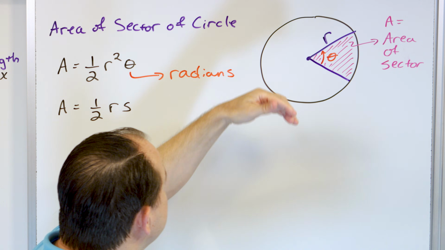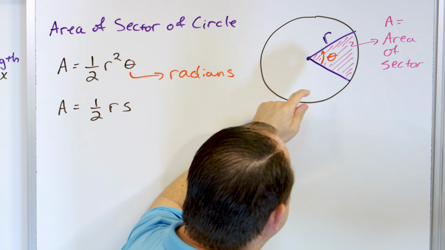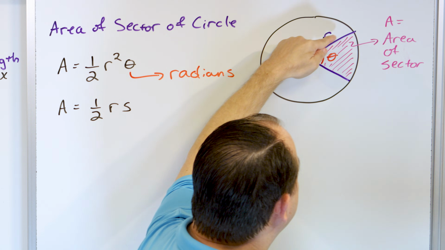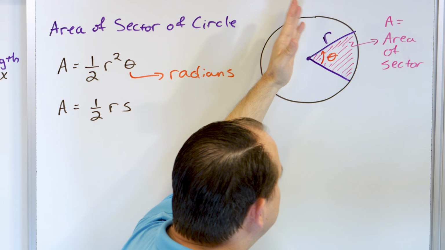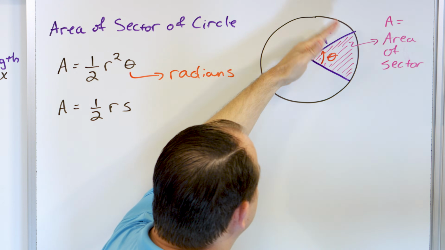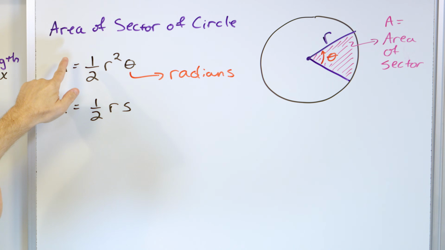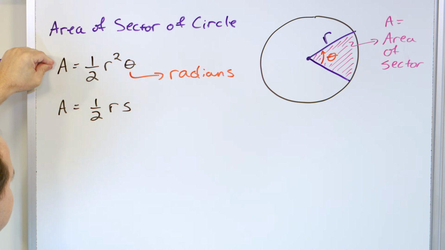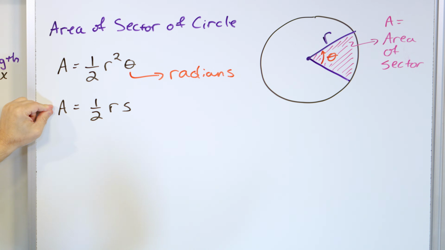So if I know that I have a pie-shaped wedge of the circle where the boundary is measured by the 2 radii r, and there's some angle, whether 3 radians or 2 radians or 1 radian or whatever it is, then either 1/2 r squared theta will give me the area in square millimeters or whatever it is, or 1/2 r times s. Either one will work.